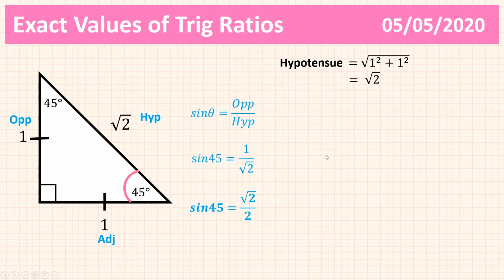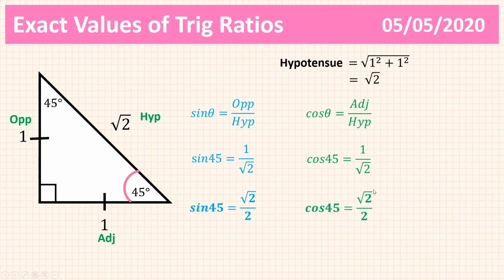We can do the same thing for cosine. We're going to label the triangle with regards to this 45-degree angle. We are going to substitute in the values, and once again we've got 1 over root 2. 1 over root 2 is not an acceptable fraction to give, so we need to rationalize this denominator, which gives us root 2 over 2. So we've done sine, we've done cosine. Sine of 45 is root 2 over 2. Cos of 45 is root 2 over 2.